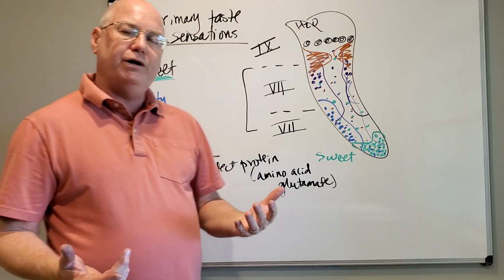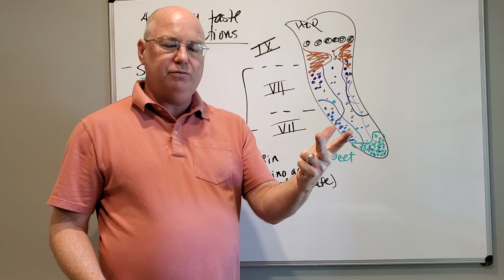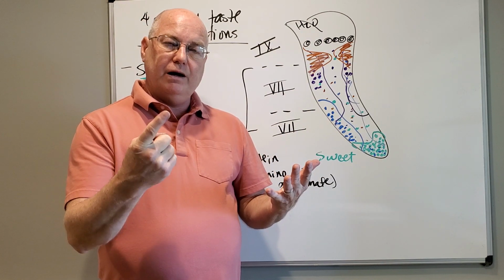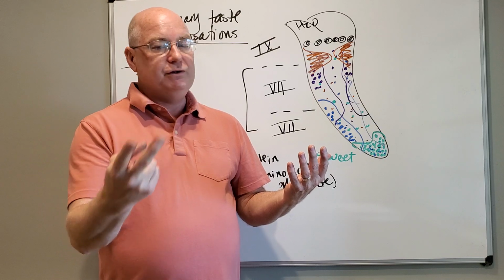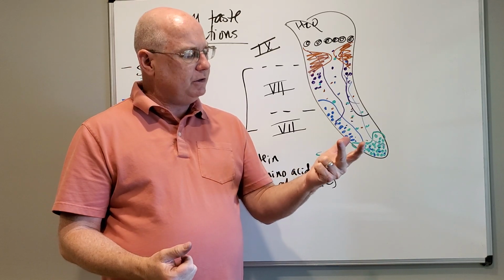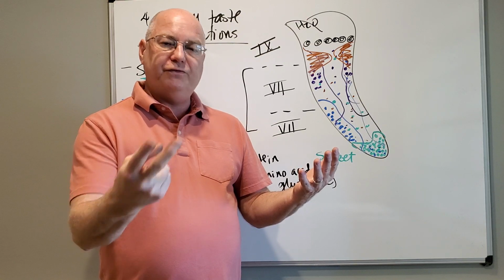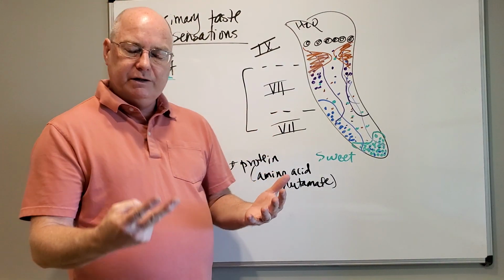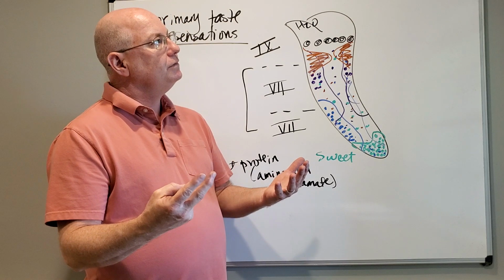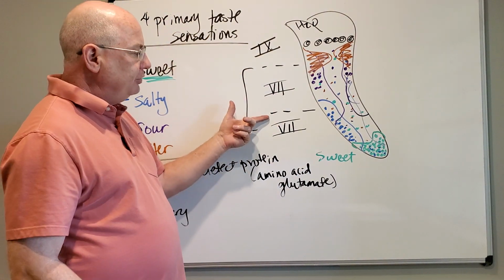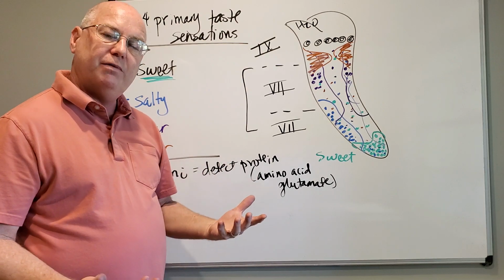If you go through the cranial nerves, remember it's olfactory, optic, oculomotor, trochlear, trigeminal, abducens, facial nerve, vestibulocochlear, glossopharyngeal. So the facial nerve and the glossopharyngeal nerve are monitoring the tongue.